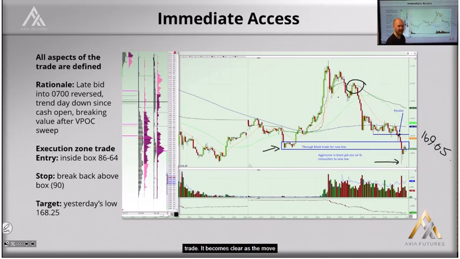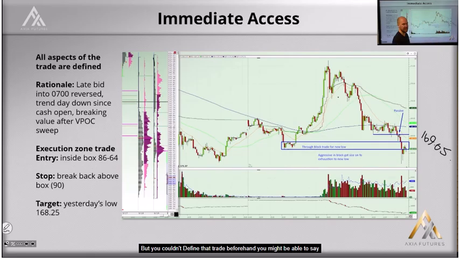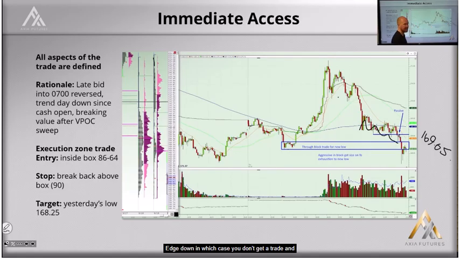It becomes clear as the move establishes that you establish some lows, you break the low, now you know that you've got a passive trade. That has now become immediate access and you can take the trade on. But you couldn't define that trade beforehand. You might be able to say, I can get a structure to play for that, but until you have that structure, you don't know what the structure is going to be, so you can't predefine precisely what you're going to do and precisely where your risk is. Now this may not have produced anything. This could have edged down, in which case you don't get a trade, and your only trade is the immediate access trade that you've already defined.